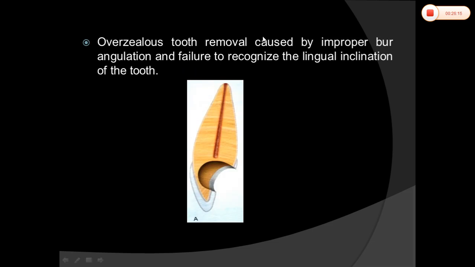And this is an overzealous preparation where you have removed all the sound tooth structure which is not at all needed and which can result in fracture at the CEJ. This root only will be there, which is not at all usable for us to give an implant or any crown. Hence, the tooth has to be extracted. So always remember, overzealous preparation is not required.